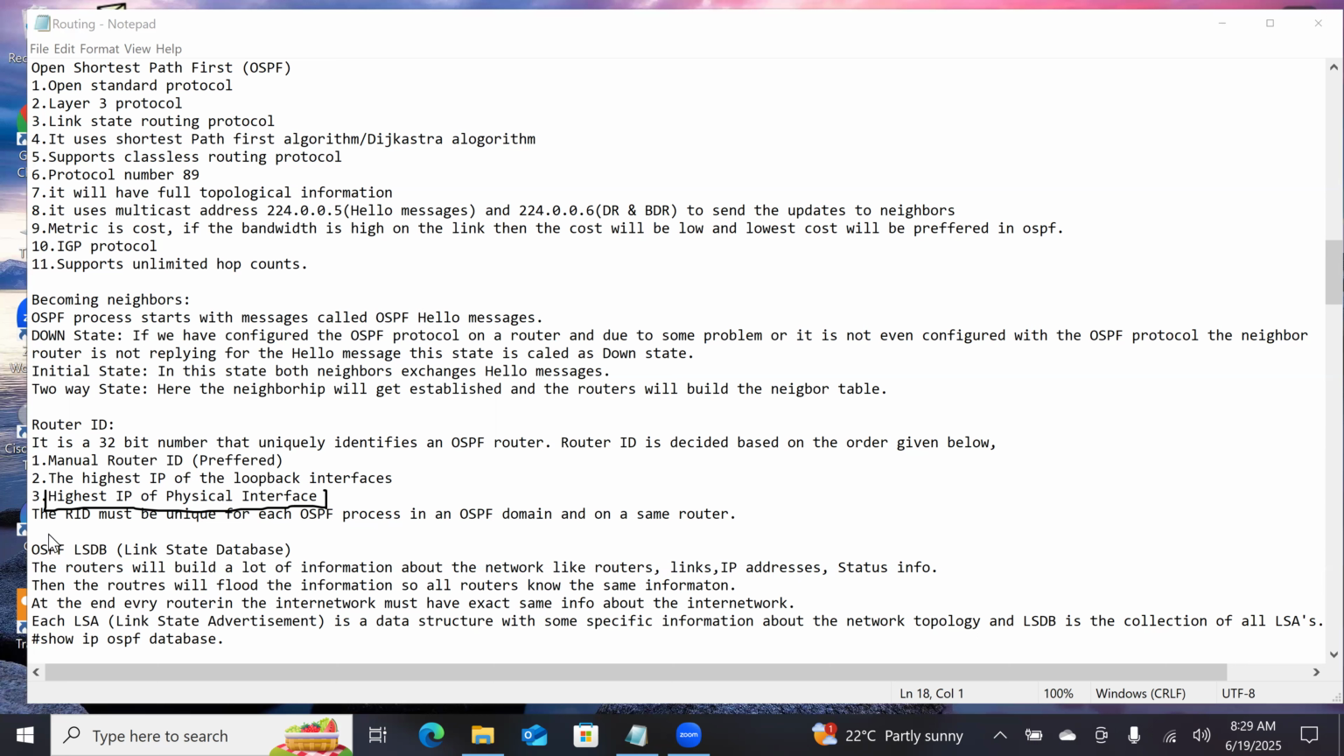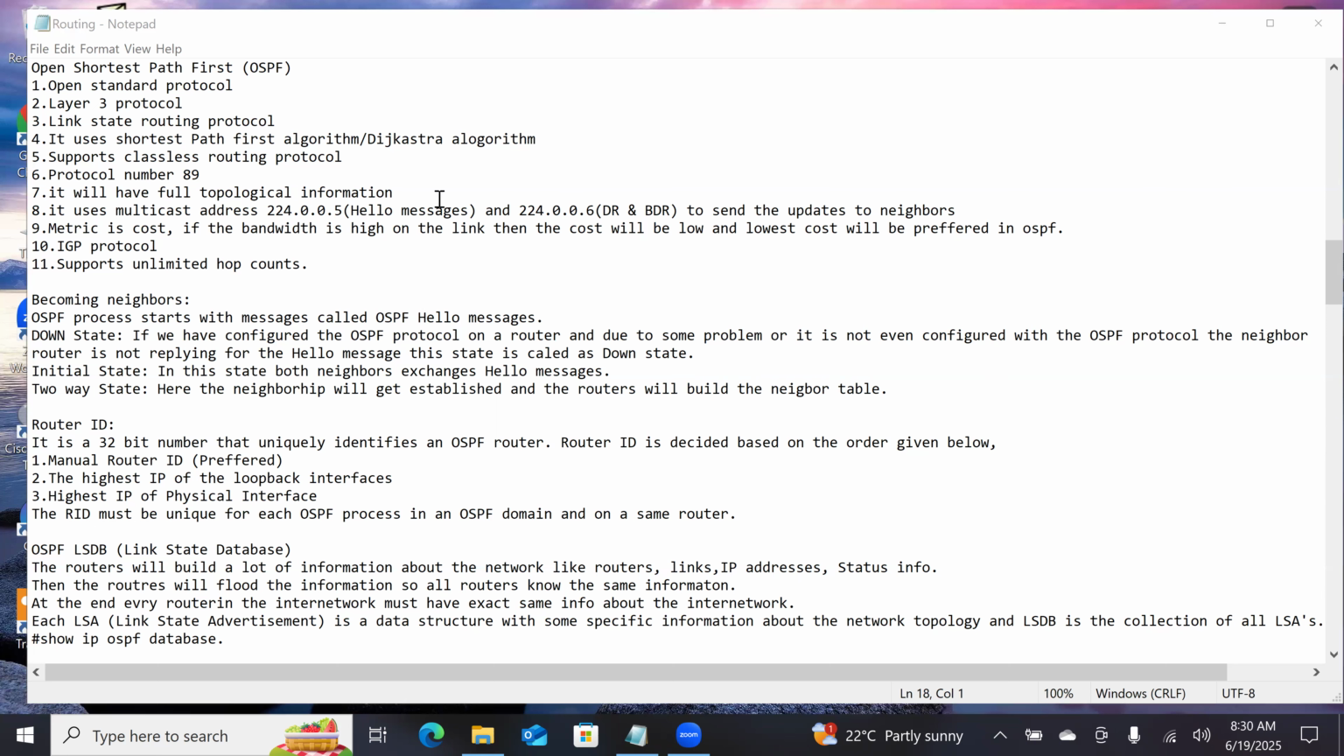Yes. And the RID, router ID, must be unique for each OSPF process in an OSPF domain and on the same router also. You can't give the same ID on multiple routers. It should be really unique in the topology. Understood?